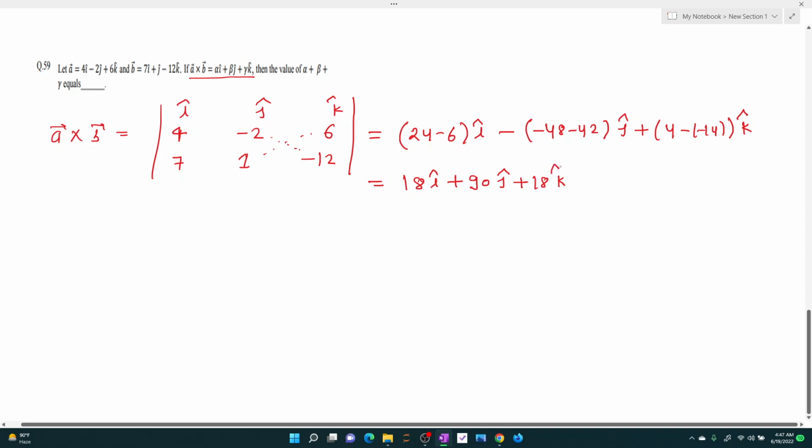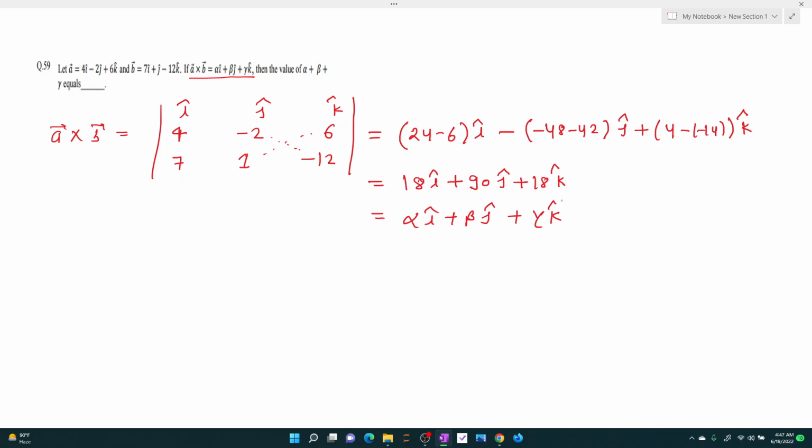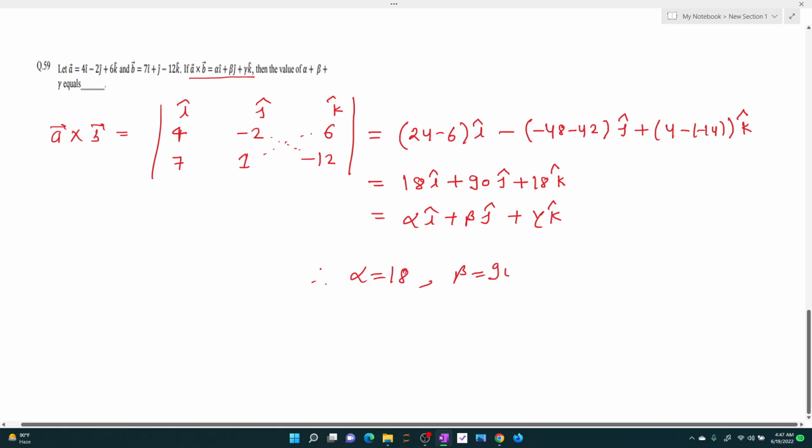Now the question says that this value is equivalent to alpha times i cap plus beta times j cap plus gamma times k cap, right? So if we compare both vectors, we know that two vectors are equal if and only if the corresponding dimensions are the same, right? So therefore, the value of alpha should be 18, the value of beta should be 90 here, and the value of gamma is coming out to be 18. And the sum alpha plus beta plus gamma is nothing but 18 plus 90 plus 18, coming out to be 126.